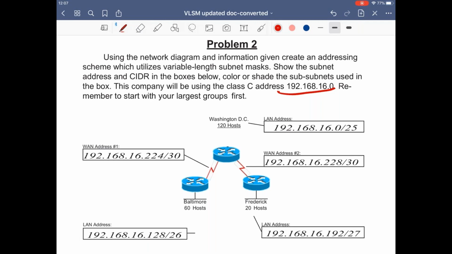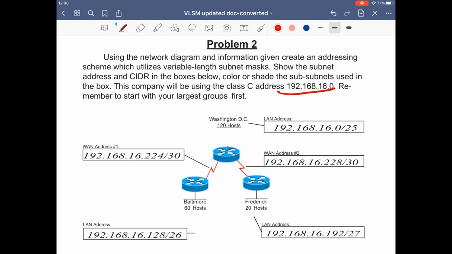192.168.16.223. The subnet mask for this will be 27, because it is 24 plus 3 bits. 3 bits are on. So it is 24 plus 3, 27. That is the subnet mask for the third network.